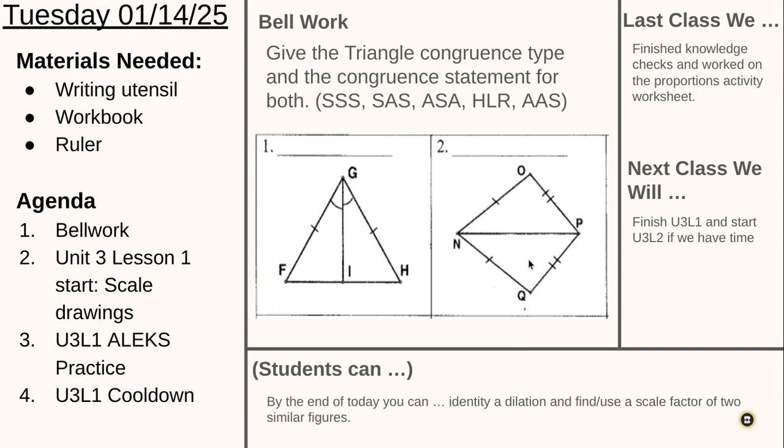Okay, so for number 2, which one is this one? What congruency type? SSS. Anybody have anything different than SSS? Awesome. So what do we know about line NP? It has to be congruent to itself. So we have 1, 2, 3 sides that are congruent to themselves or to each other. So that means we have side congruency. And we can say something like triangle NOP is congruent to triangle NQP or something along that line. So N goes with N, P goes with P, and O and Q go together. Those just need to be in the same place.